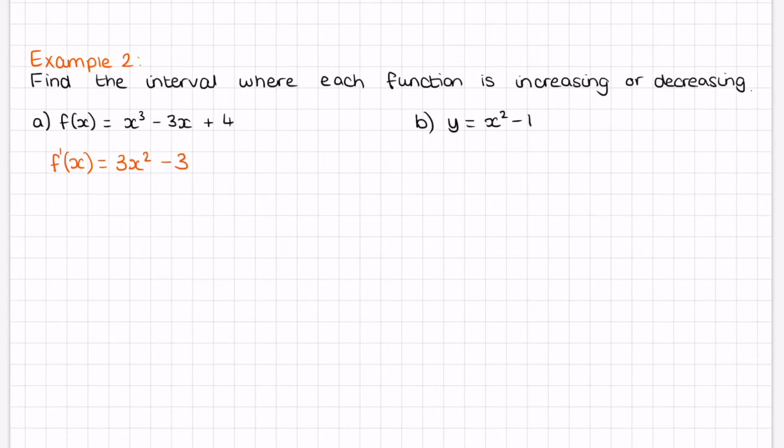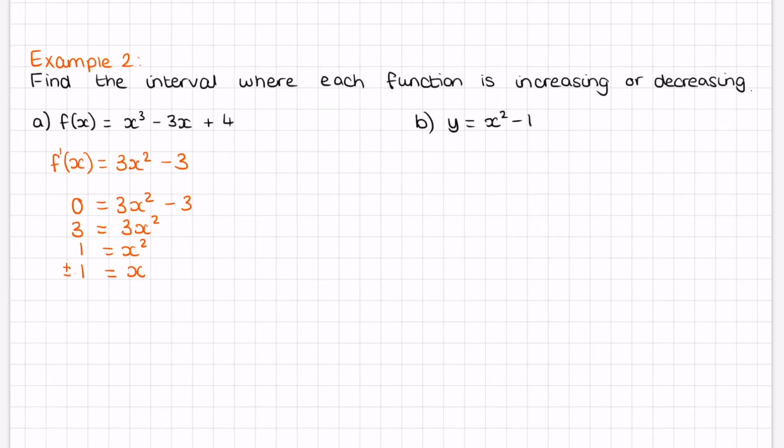When a derivative equals 0, that means there is no gradient, so it is flat, which represents a turning point in a function. So we want to find in this function, where are those turning points? Where is the gradient 0? So we want to solve this, which means we'll get 3 equals 3x squared, 1 equals x squared, so plus and minus 1 equals x. That means there are turning points at 1 and -1.